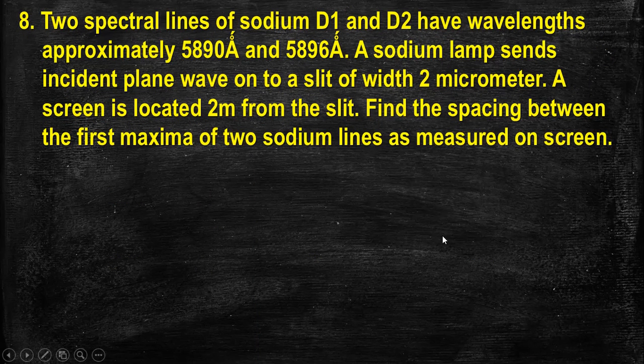So moving on to the eighth problem. There are two spectral lines of sodium, D1 and D2, having wavelengths approximately 5890 and 5896 angstrom unit. A sodium lamp sends incident plane wave onto a slit of width 2 micrometer. A screen is located 2 meter from the slit. Find the spacing between the first maxima of the two sodium lines as measured on the screen. So you have to write the given values first. Two wavelengths are given, lambda 1 and lambda 2.